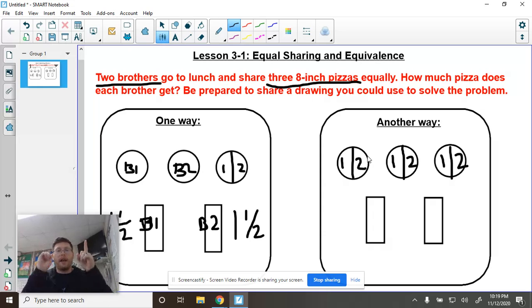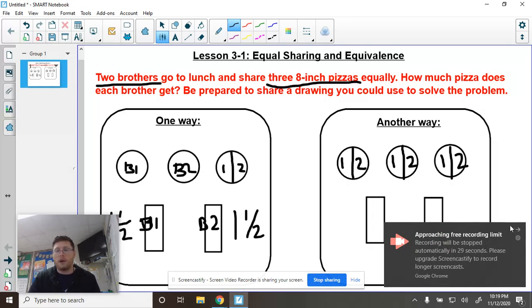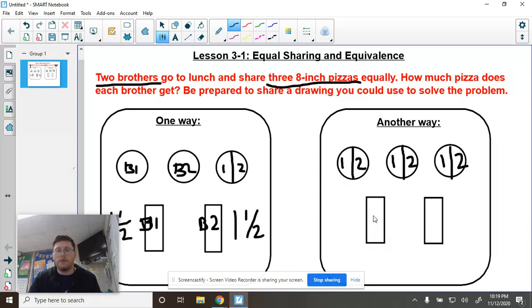So I have 1 and then I have 1 over here. So that's half of the pizza. It's like saying if we had $1, what's half of $1? Well, it's 50 cents. So I just cut that pizza right down the middle and I got half of each one. So this first brother is going to get 1, 2, 3 out of those halves. So this brother over here is going to get 3 out of those halves. These are broken into halves, and each one got 3 out of 2 pieces.